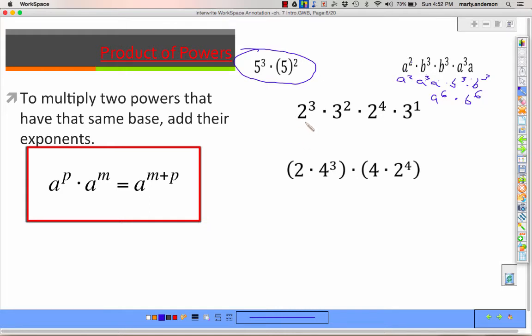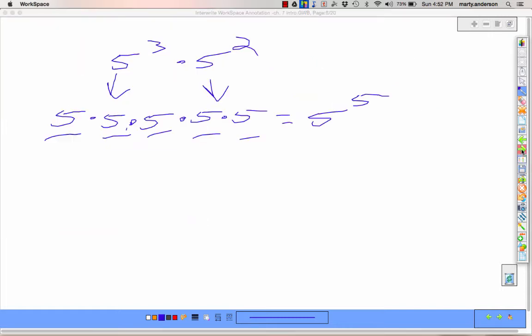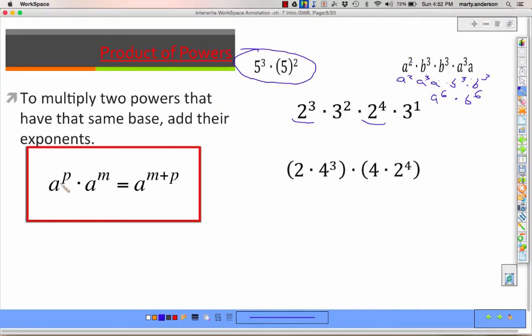Same thing here. I have 3 2's multiplied together with 4 2's. Now, instead of actually writing them all out, which is cumbersome, we can use this rule that we have written down over here: a to the p times a to the m. Multiplying things with the same base, the bases have to be equal. In this case, they're a's. We add the exponents. So I have 2 to the third times 2 to the fourth. That's 7 2's being multiplied together.